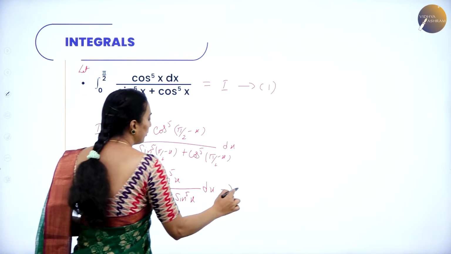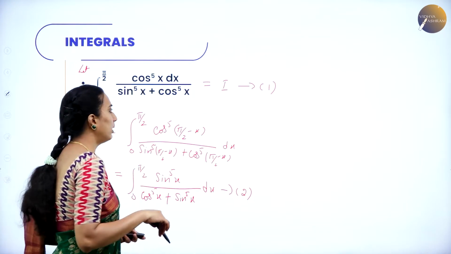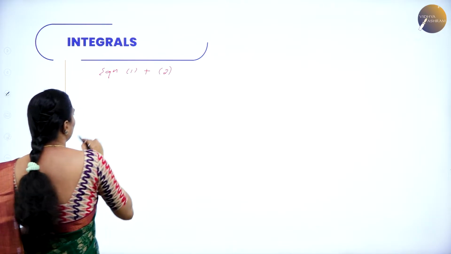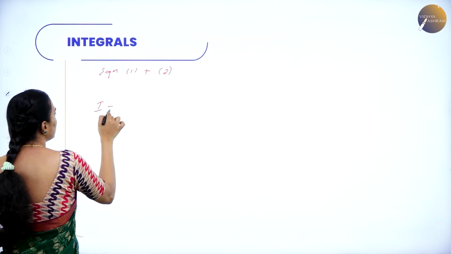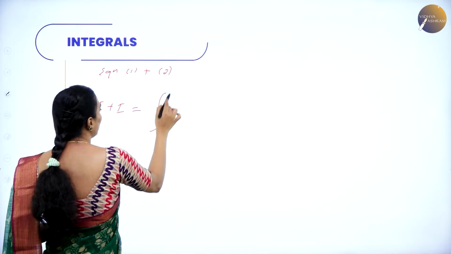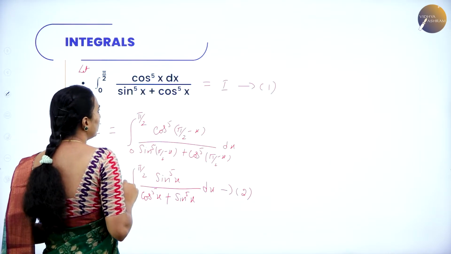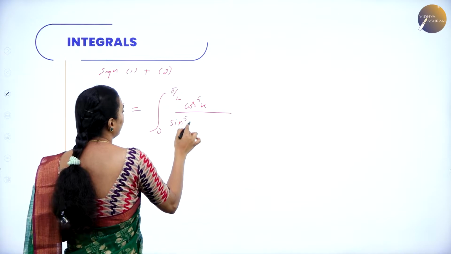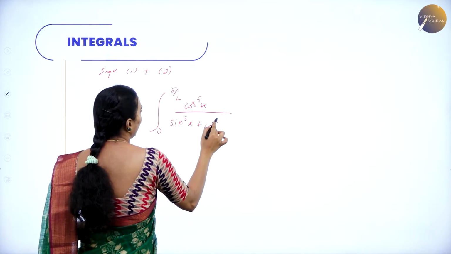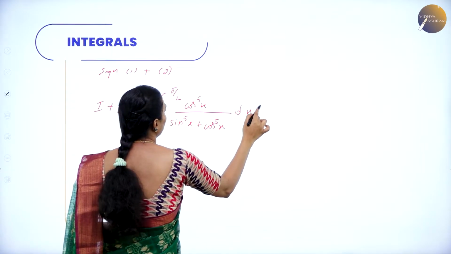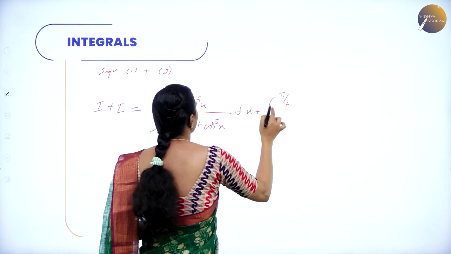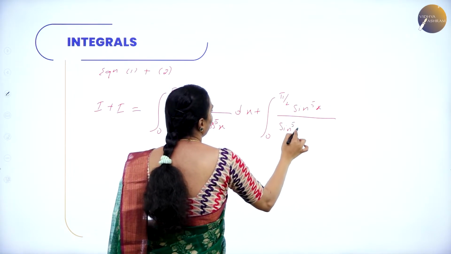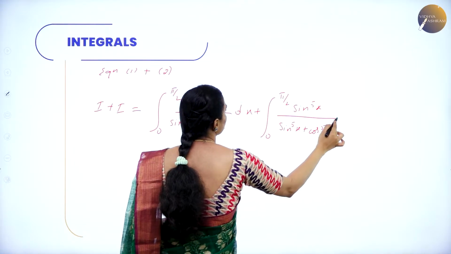I am going to call this equation 2. Adding equation 1 plus 2, the left hand side is I plus I, which is equal to the integral from 0 to pi by 2 of cos to the power of 5x divided by sin to the power of 5x plus cos to the power of 5x into dx, plus the integral from 0 to pi by 2 of sin to the power of 5x divided by sin to the power of 5x plus cos to the power of 5x into dx.